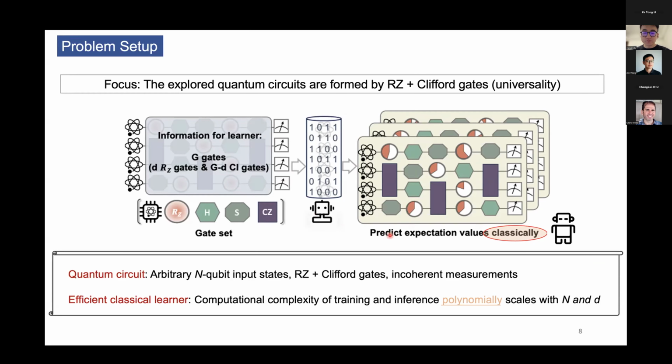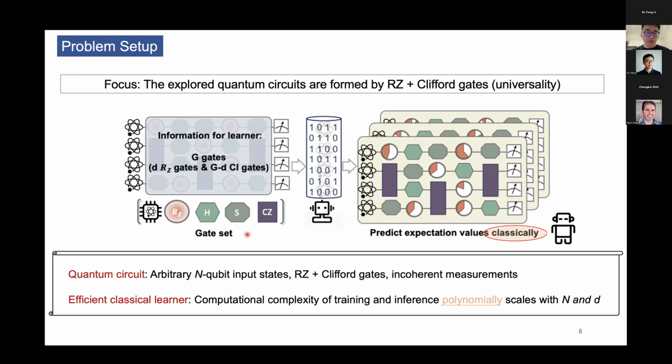And after training, during the prediction stage, given any new inputs or given any new rotation angles of RZ gates, the learner should be capable of predicting the corresponding expectation values purely on the classical side. So at the inference stage, the learner is not allowed to interact with the quantum system anymore.